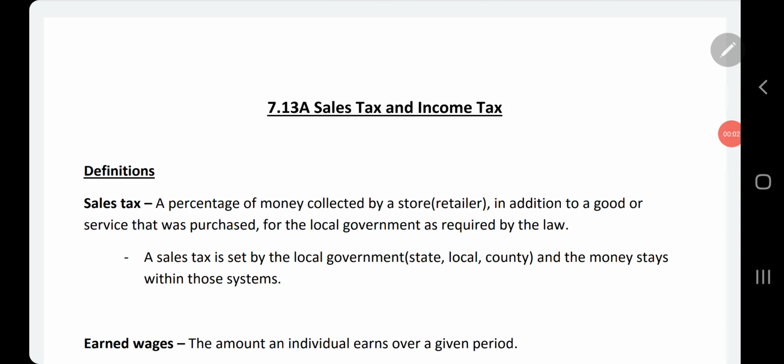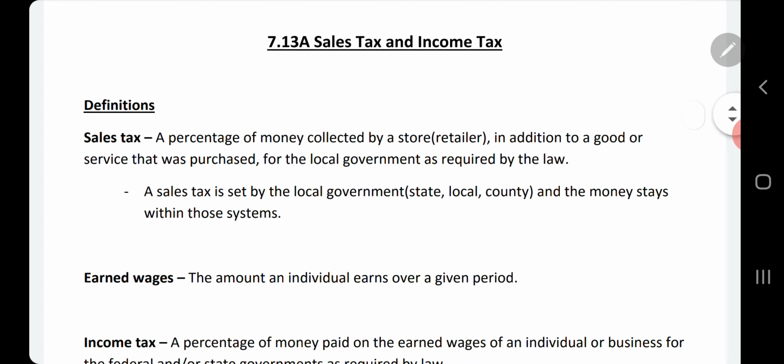Okay, guys, today we'll be going over sales tax and income tax. Let's cover some definitions real quick before we begin.